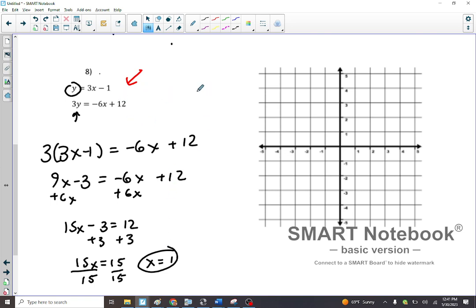So that's one, and then it's going to be plug in 1 into the top one. y equals 3 times 1 minus 1. 3 minus 1. y equals 2. So it's 1 comma 2.